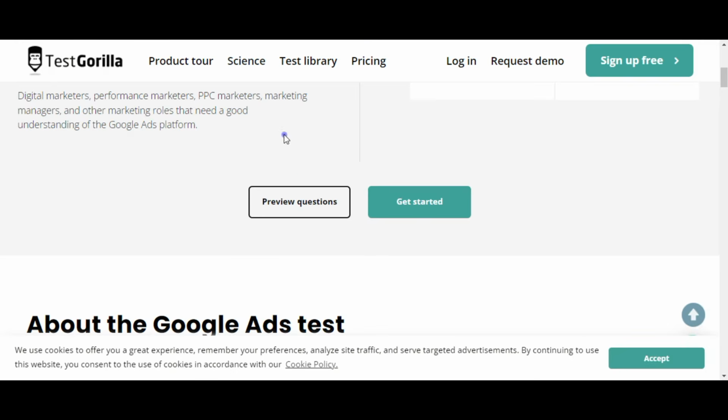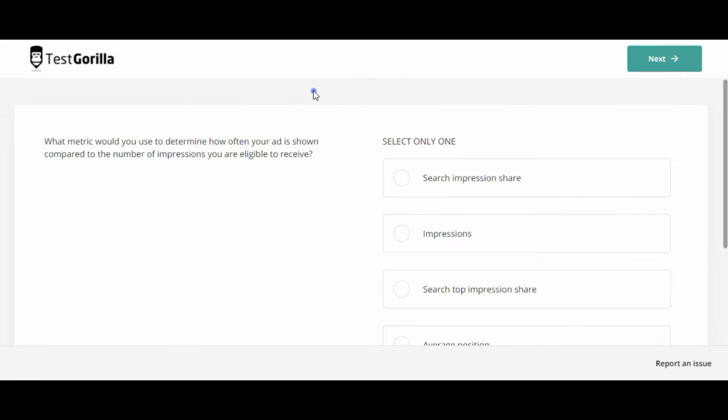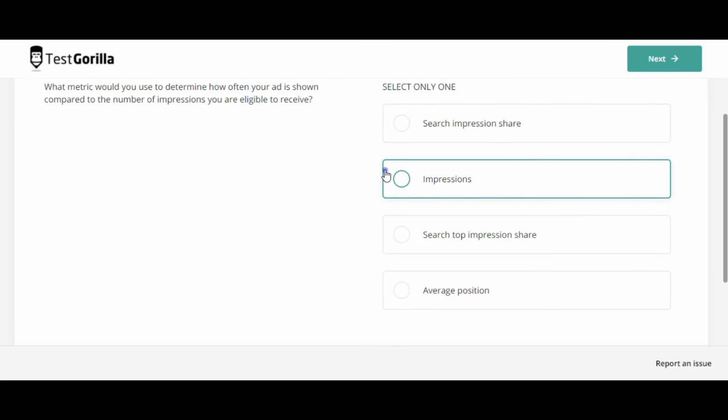I'll dive you back to some of the questions that you should expect in the assessment. Sorry about that. Yeah, so some of the questions you should expect. One of them is, what metric would you use to determine how often your ad is shown compared to the number of impressions you're eligible to receive? Yeah, that's one of the questions you can expect in one of the 5 tests. And it says select one. So what impression? Think about the answer.